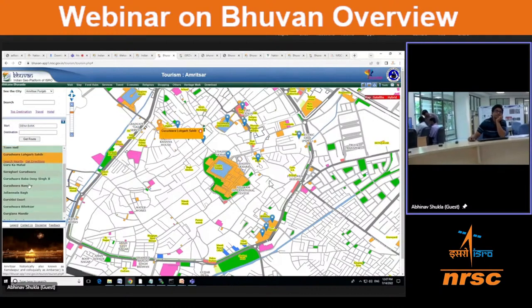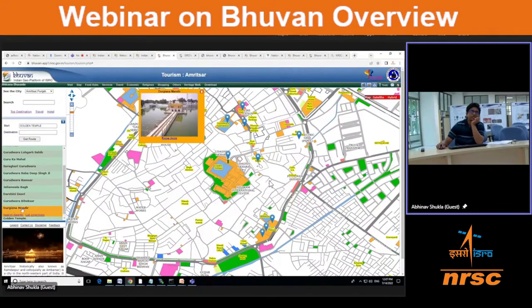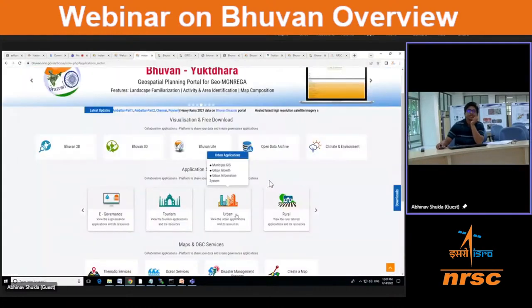So you can click on top destination to get the top destination points of the place, like Golden Temple. See, visualize Golden Temple here. This one, there's Gurdwara. Next is the urban. Urban, we have municipal GIS, urban growth, urban information system.